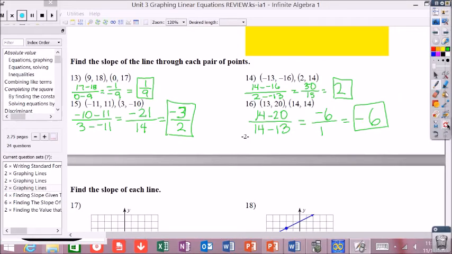Let me just leave the work up here for the next two. Negative 10 minus 11 over 3 minus negative 11 will give me a fraction that's going to reduce to negative 3 over 2 as my slope. And for number 16, 14 minus 20 over 14 minus 13 is a negative 6 over 1, which is negative 6.